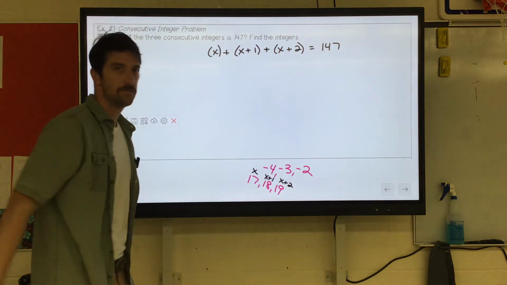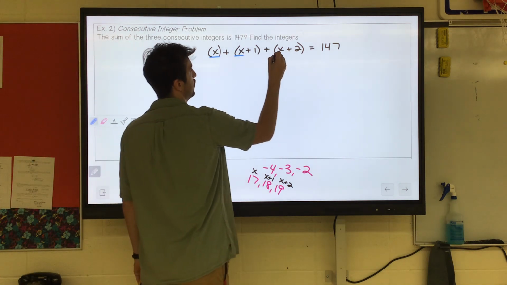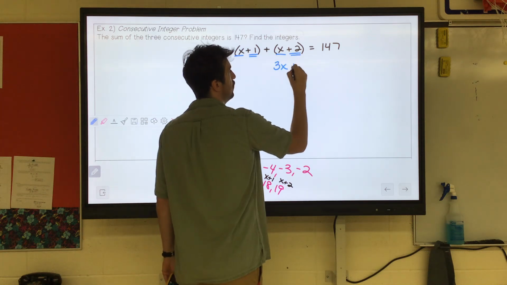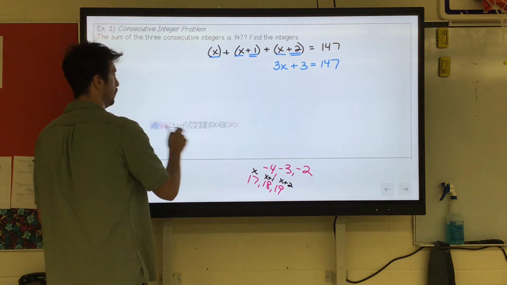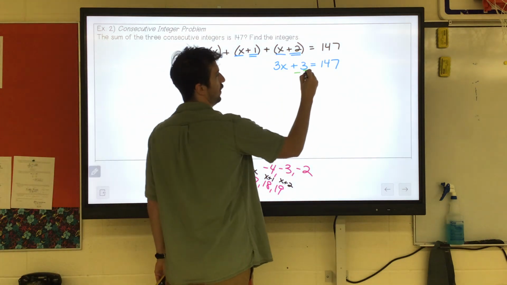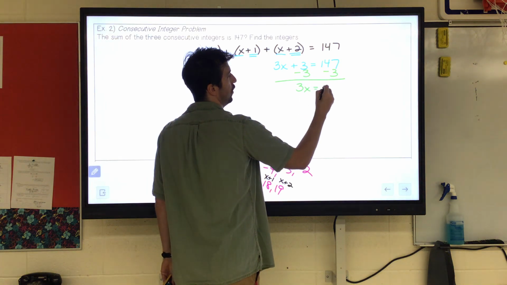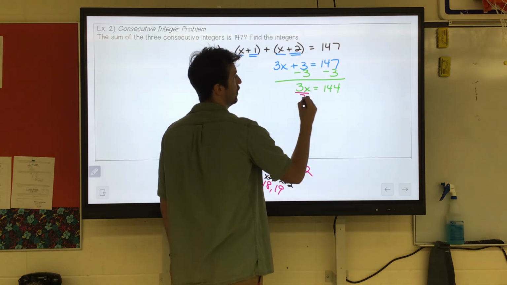So now we need to solve this equation. Combining our like terms, x plus x plus x is 3x. 1 plus 2 is 3. 3x plus 3 equals 147. We'll go ahead and subtract 3. Why not? Let's get wild. 3x equals 144. And then we'll divide it by 3.